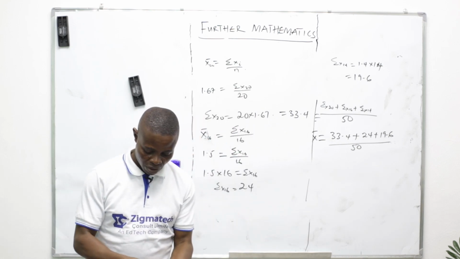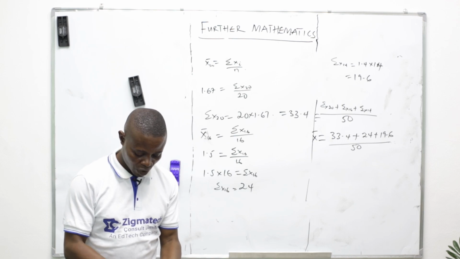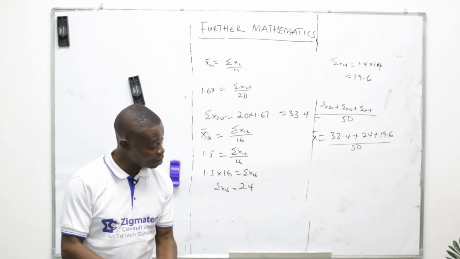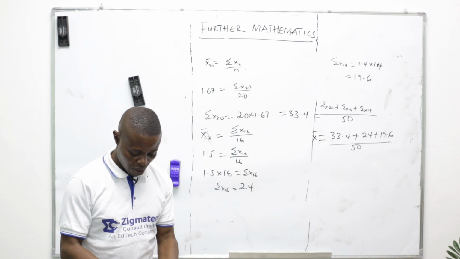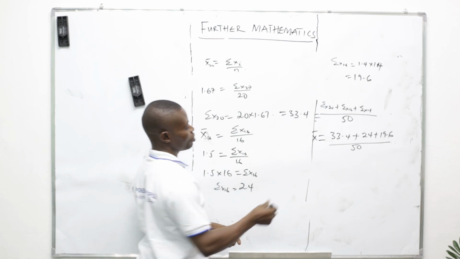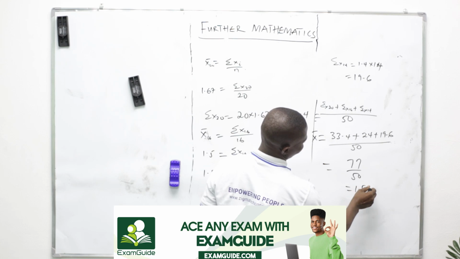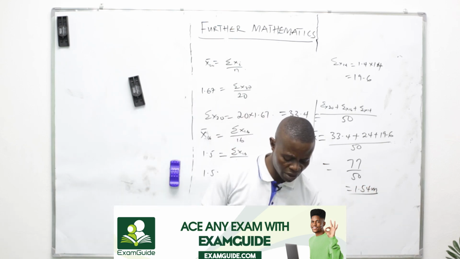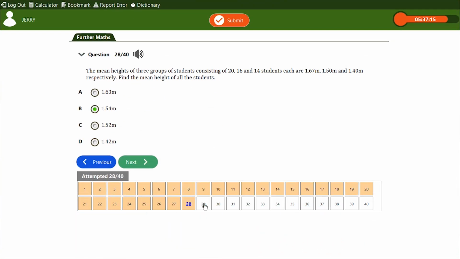Okay. 33.4 plus 19.6 plus 24 all over 50 equals 1.54 meter. So the mean is 1.54 meter. Option B.